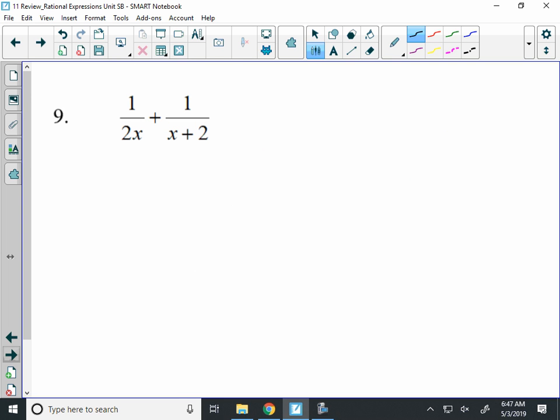Looking at number 9, we're adding two rational expressions here. There's a plus sign in the middle. In order to add rational expressions, you have to have a common denominator. So the common denominator here is going to be 2x and x plus 2. Okay, so our goal, once we add things together, we'll have this as our denominator, 2x times x plus 2.